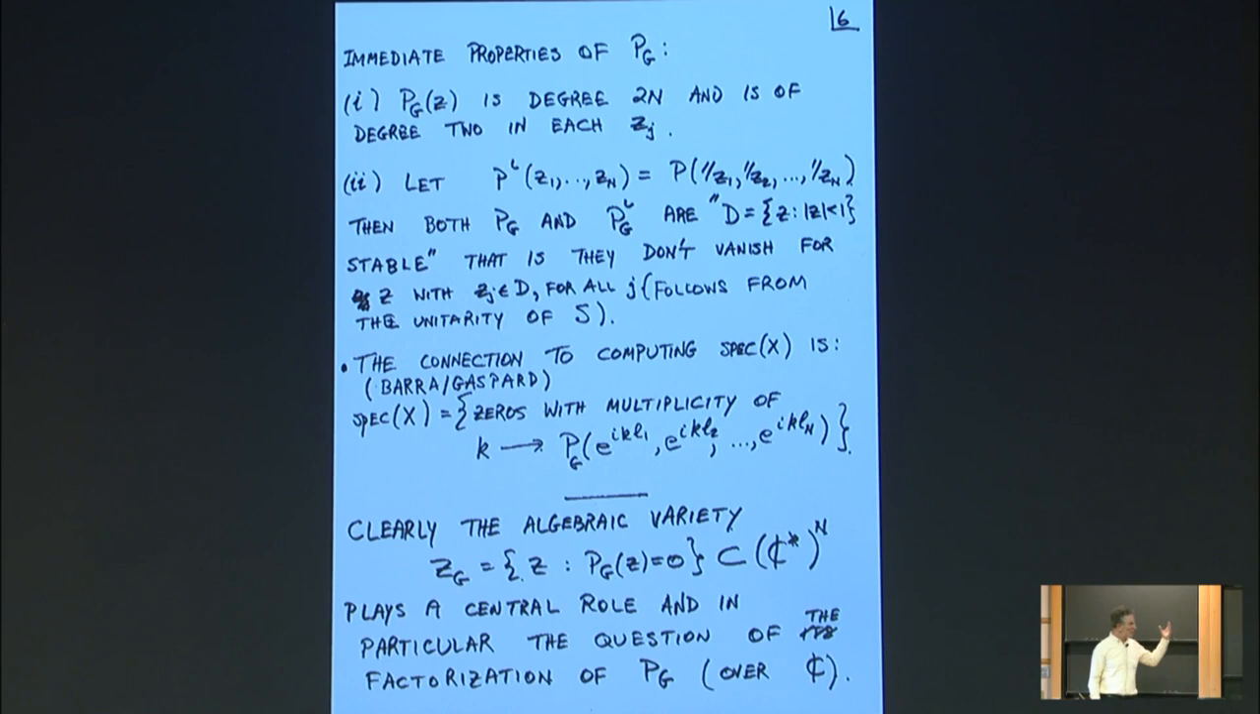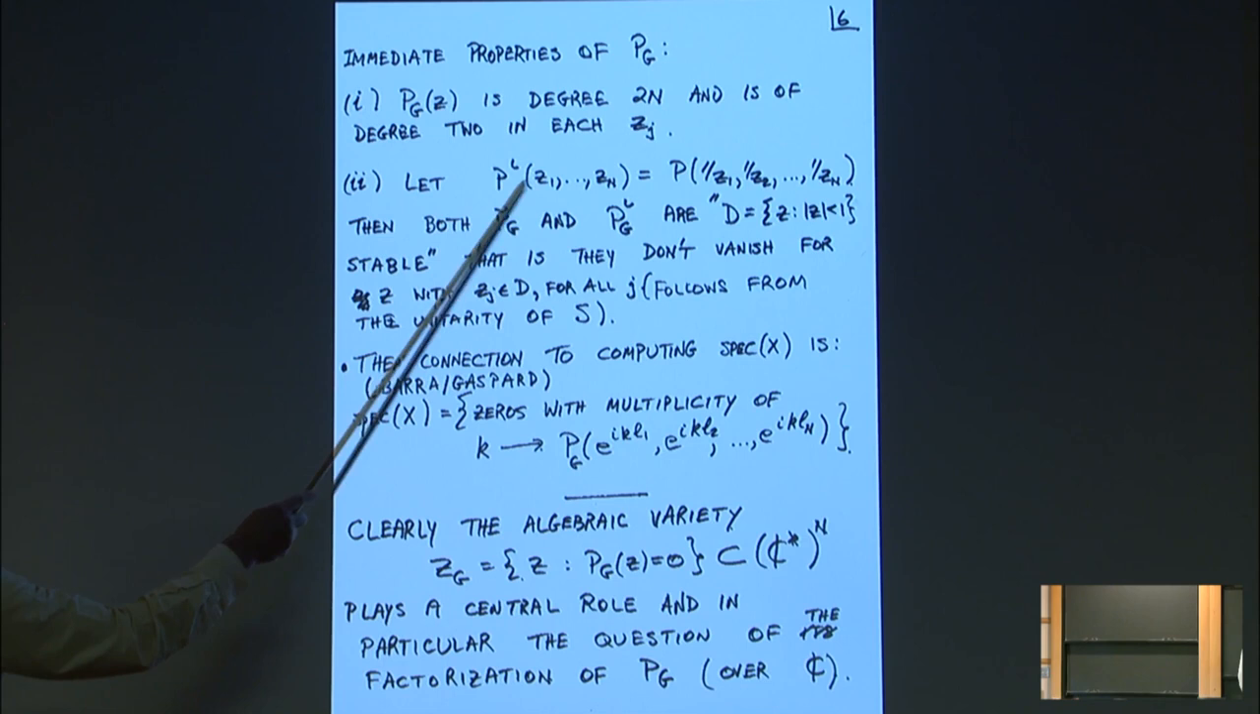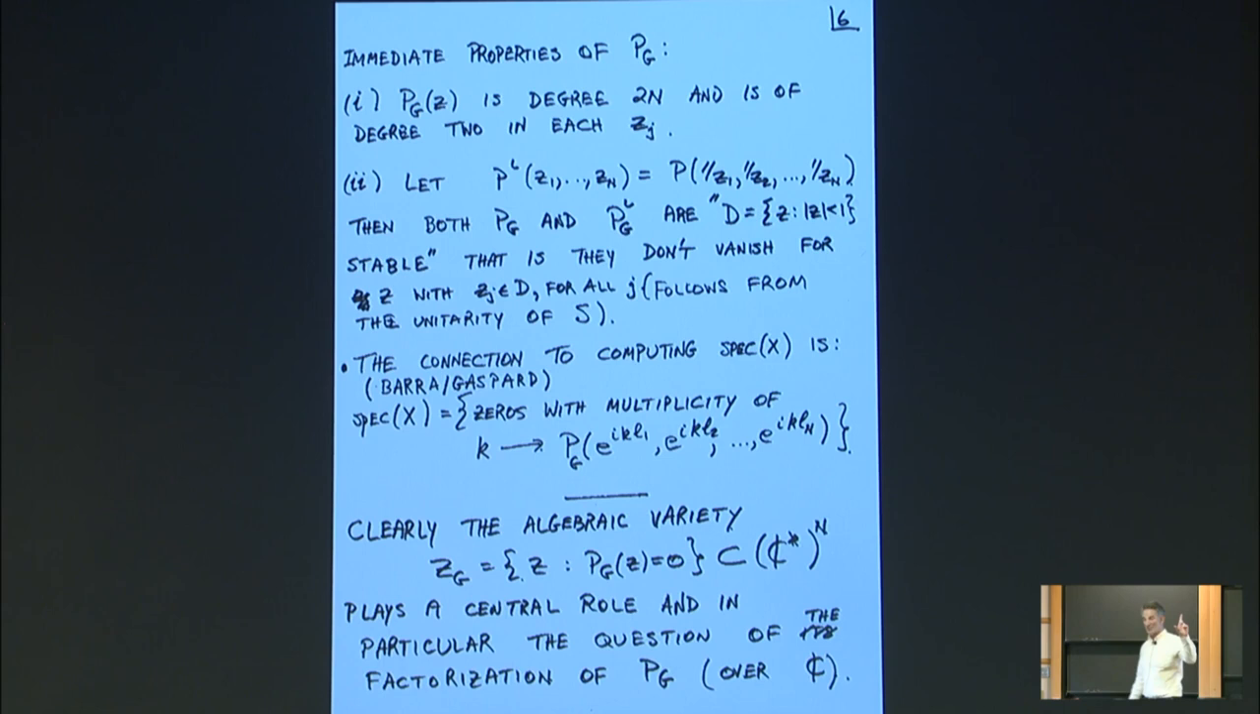That if I look at the polynomial P, or the polynomial which inverts each of the coordinates separately, so P iota of z1 to zn is P of 1 over z1 up to 1 over zn. So this is inverting all of them. I should say that there's a positive cone here. The lengths L1 to Ln are in a positive cone, which is where the stability condition that I'm about to mention to you is relevant.